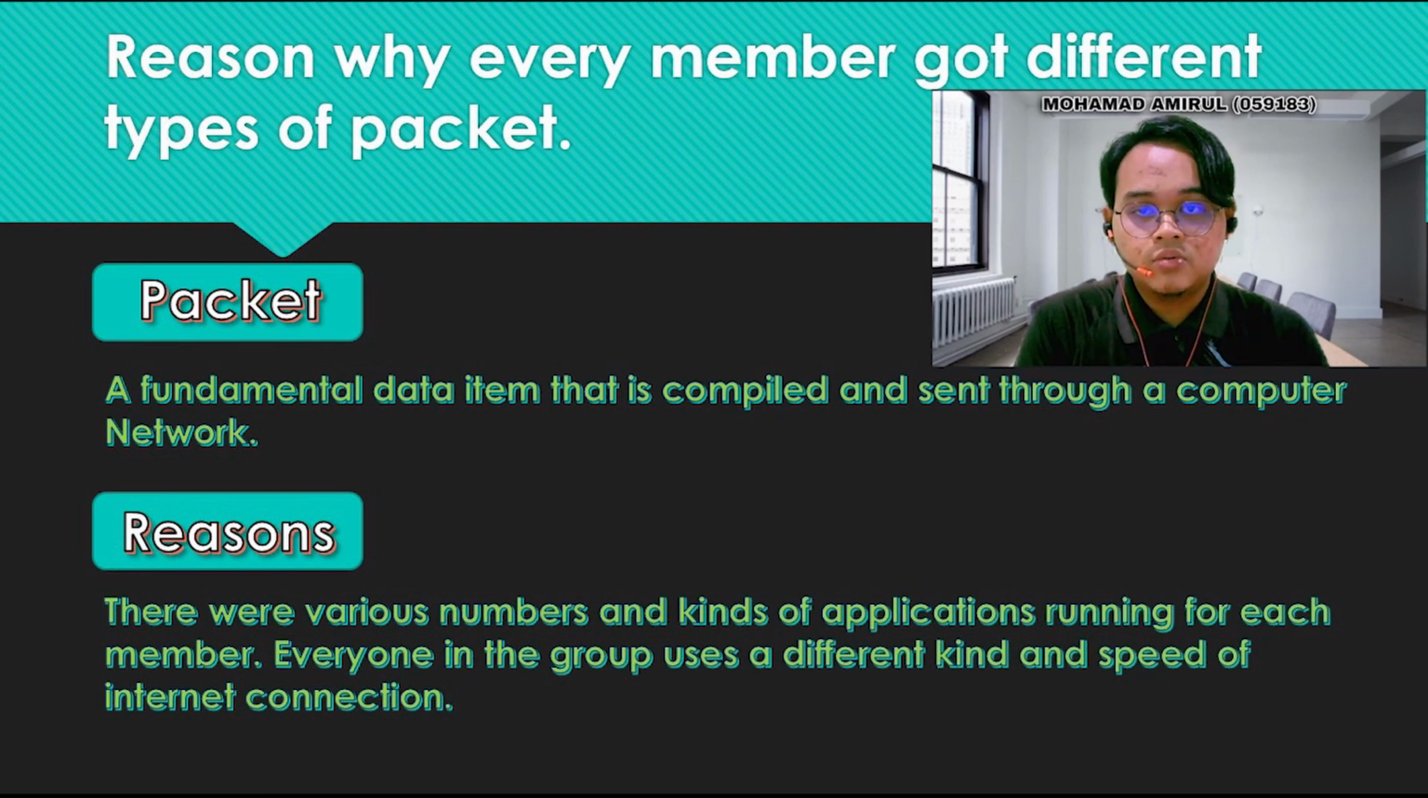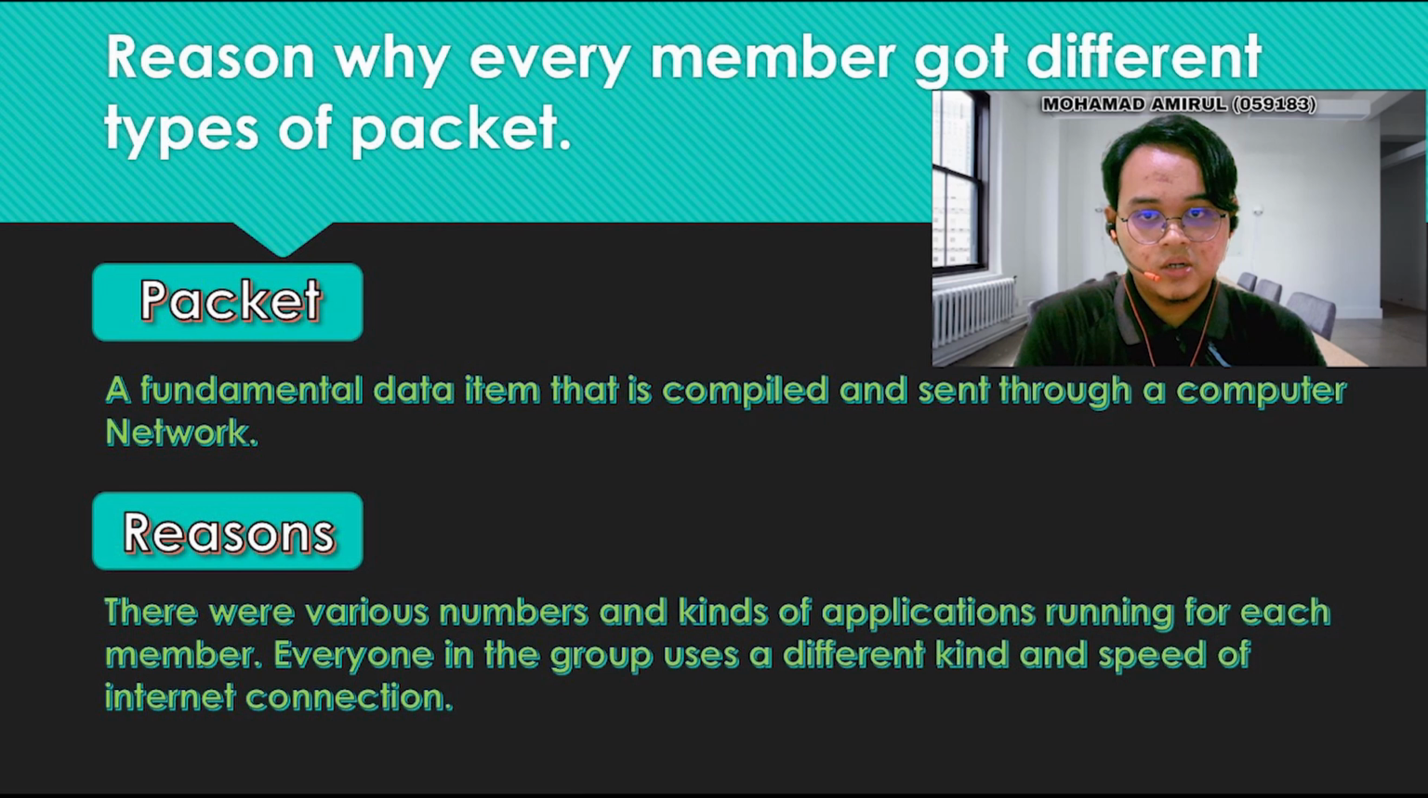So, the reason why every member got different types of packets is there were various numbers and kinds of applications running for each member. As for me, I mainly use streaming platforms such as YouTube and various websites for streaming and watching movies, while other members were using a lot of other applications such as Gmail, Facebook, gaming and many more. Hence, this explains the significant difference in the amount and type of protocols captured in Wireshark.